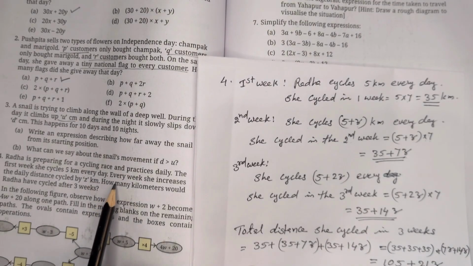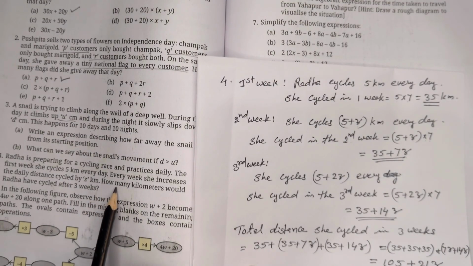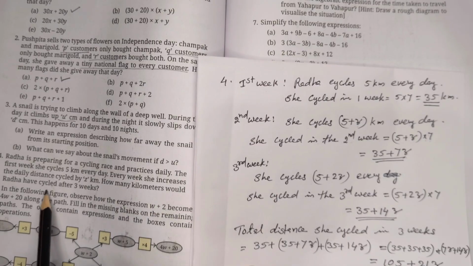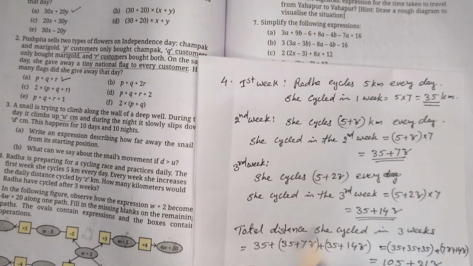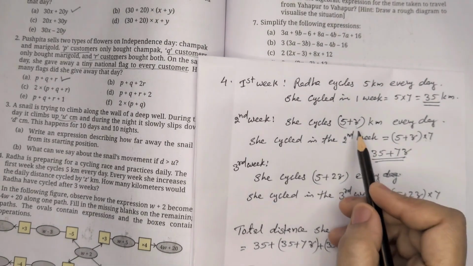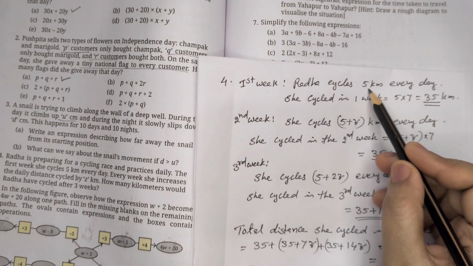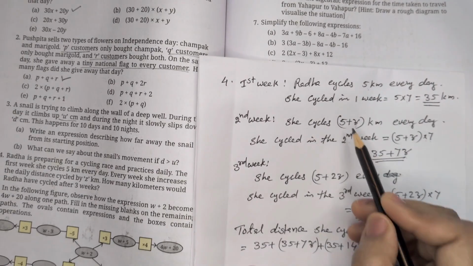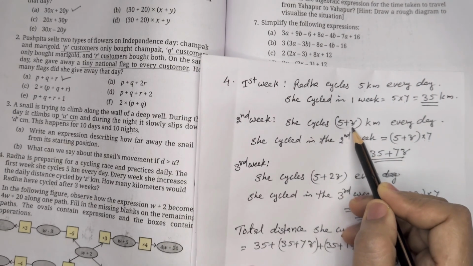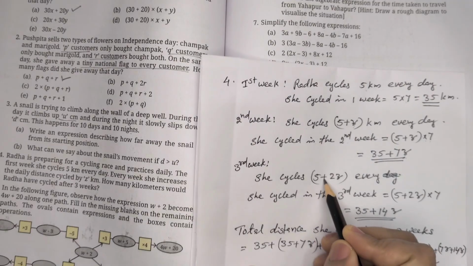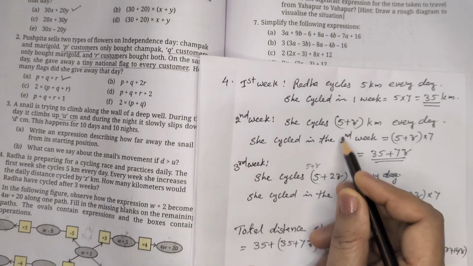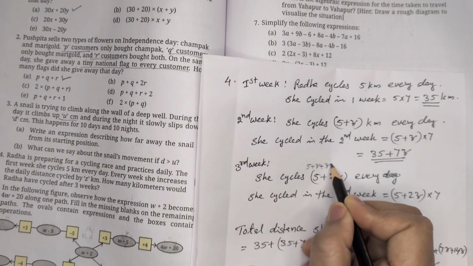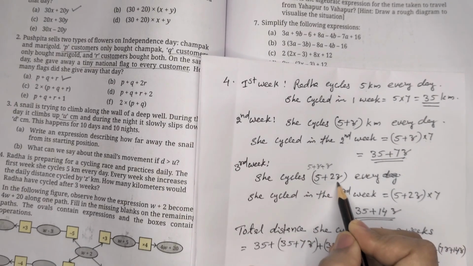Now the third week, every week increases. Now the question, how many kilometers would Radha have cycled after 3 weeks? Now in the third week again she increased z kilometer. Every week she increases z kilometer. First week it was 5 kilometer every day. Second week 5 plus z kilometer. Third week 5 plus 2z. That means 5 plus z already in the second week, one more z. So it will come 5 plus 2z every day.